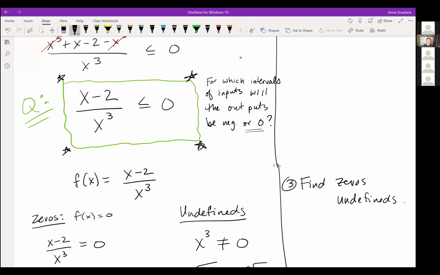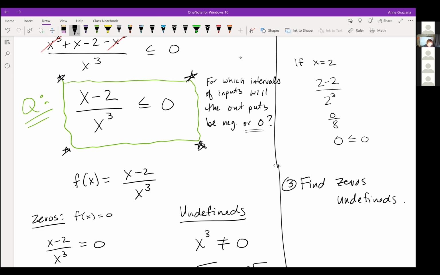Okay, all right, so let's check this out. If x equals 2, let's see what happens to my inequality. I'm going to get 2 minus 2 over 2 cubed, which is 0 over 8. What number is that actually? 0. Is this true? Is 0 less than or equal to 0? Yes. So 2 is what makes that function 0.